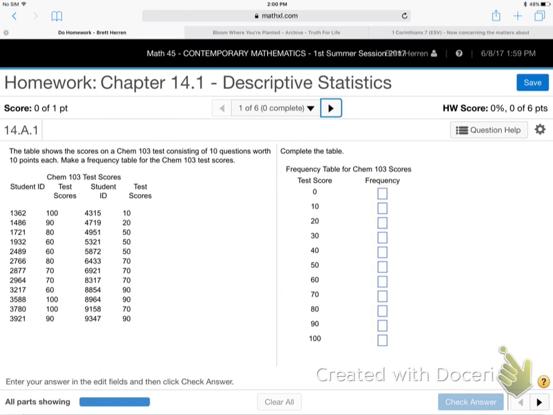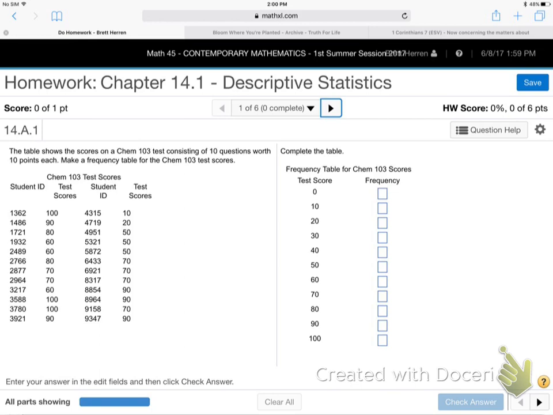Here's a table of some test scores, 103 tests containing 10 questions, 10 points each. Make a frequency table for the scores. All right. How do you communicate a bunch of numbers to a bunch of people in a way that's meaningful?